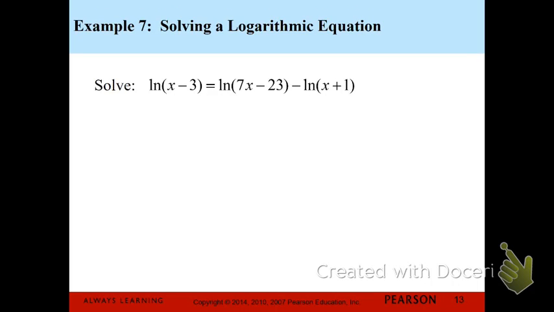Alright, so we're going to solve this problem. Since I see a bunch of logs and no numbers outside of the log, we want to make this where it's log equals log. Notice on the left side I just have a single log, but on the right side I've got two logs. How can I combine them if they're being subtracted? Not multiply, divide. Remember, you take log of the first divided by the second.